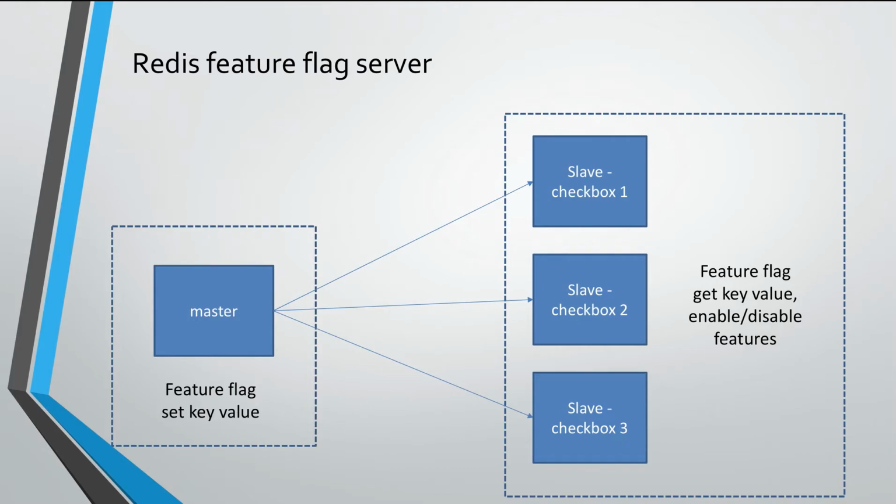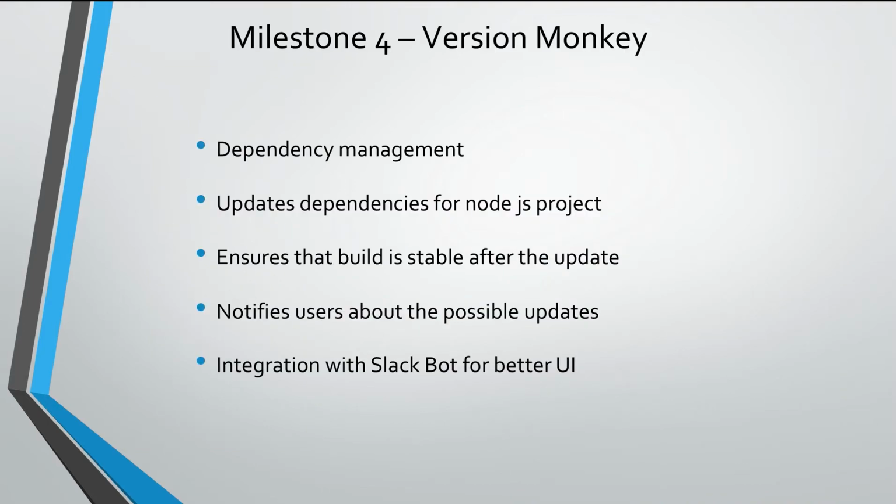We have also implemented the Redis flag feature in which we can enable or disable a particular feature by setting the key value as true or false. So we have implemented this for the create study feature and upload feature in checkbox.io.